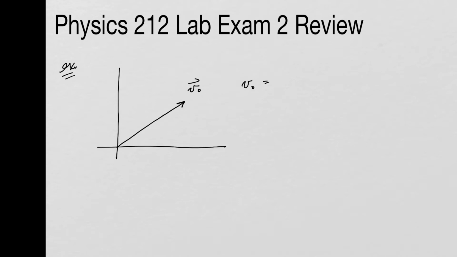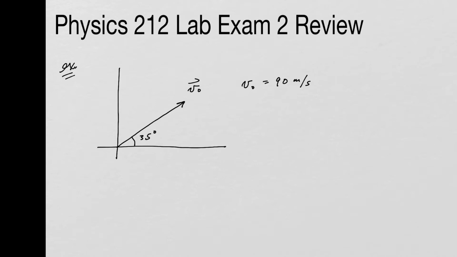Let's say we have an object that's launched at some initial velocity. So let me draw a coordinate system here. I'll call it V naught. Let's say the magnitude of V naught is 90 meters per second, and the launch angle was 35 degrees. So one thing I could ask you to do, very simply, is find the components of the initial velocity, right?